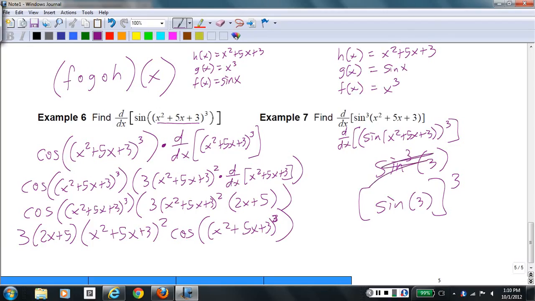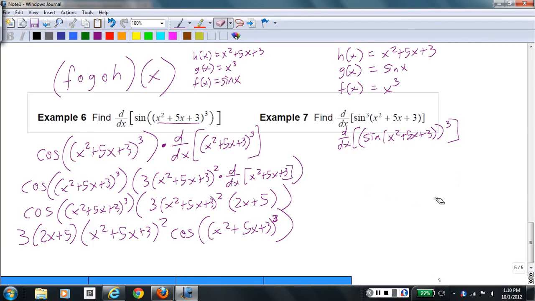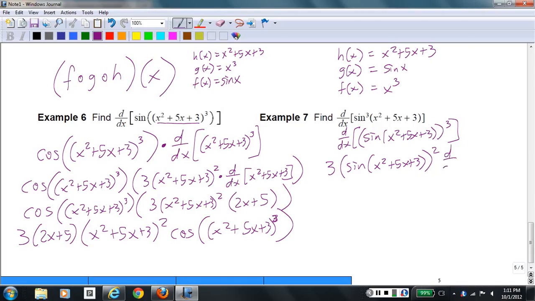So, clean up some of the mess. So when I look at this and I get ready to begin, the derivative of the outermost function is the cubing function. So the derivative of something cubed is 3 times that something raised to the second power times the derivative of that something.